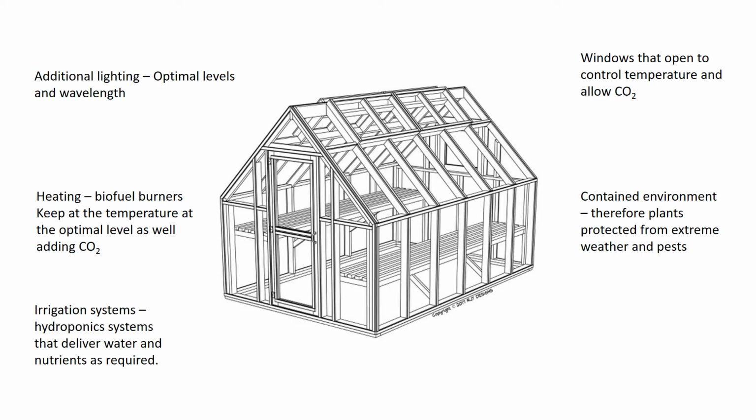Windows, okay, so these can open and shut. Some of them have blinds on them. This is controlling temperature, controlling light. Also, some of them have foil blinds to reflect the heat back in to provide insulation in the colder months. They are a contained environment, therefore they are protected from extremes of weather and pests. It's easier to control pests within this environment. You're not going to get any mice coming in and nibbling your fruits.